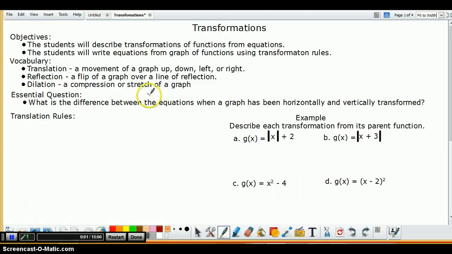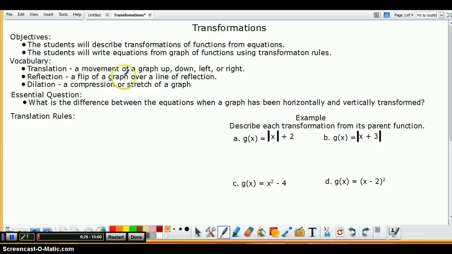Alright, so in this video, you will be describing transformations of functions from equations, and you will have to write equations from the graphs of functions using our transformation rules. We have three transformations that we're going to talk about. We have translations, which are movements of the graphs up, down, left, or right.